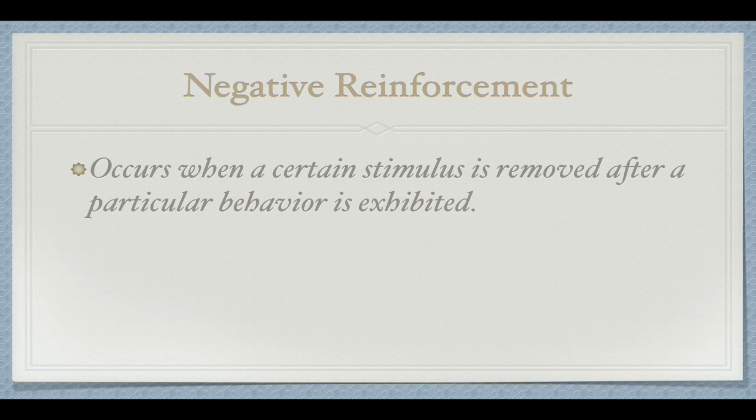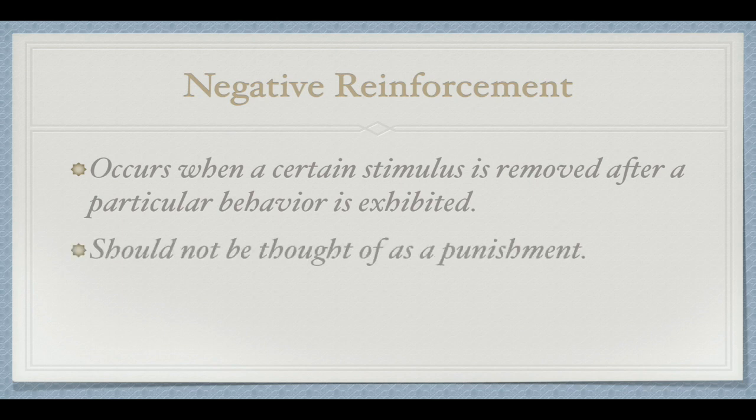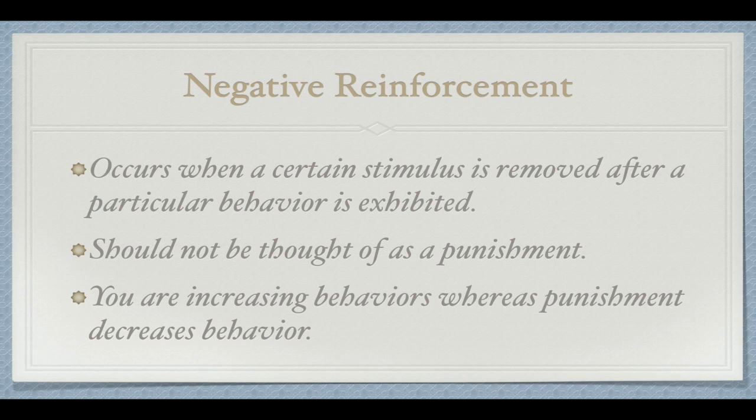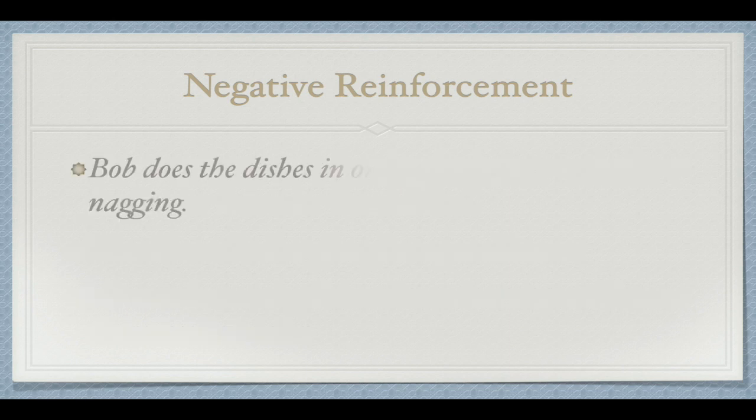And you'll see what this is here in a second. This should not be thought of as punishment. Okay? Punishment is a little bit different. With negative reinforcement, you are increasing behaviors, whereas punishment is decreasing behavior. So negative reinforcement is increasing the likelihood that a certain behavior will occur again. So what are some examples?